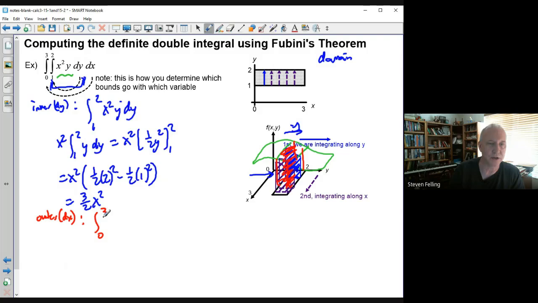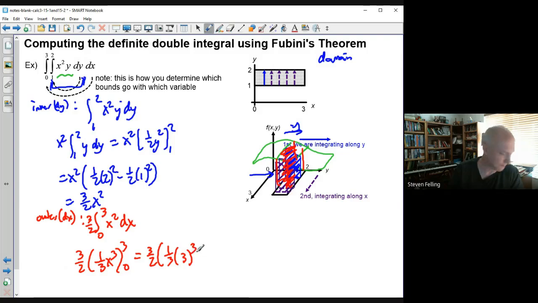Now I go back and look at the original problem, and I insert my integral from here, pulling out the constants. So this would be 3/2, and then I'd have 1/3 x cubed, evaluated from 0 to 3. So that would be 3/2 times 1/3 times 3 cubed, minus 1/3 times 0 cubed. So these 3's would cancel, and you would have 1/2 times 3 cubed, which turns out to be 27 over 2.